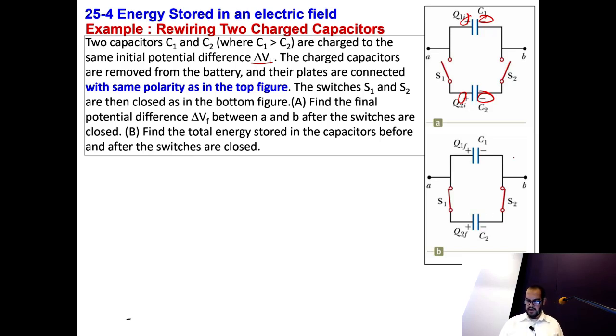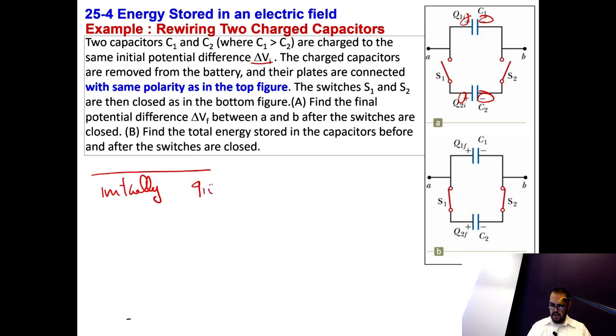So that's what happens when we close the switch. The question is, after we close switches S1 and S2, find the final potential difference delta V final. This is easy. First of all, let's see what happens to each capacitor before they are connected. Initially, Q1 initial is equal to C1 delta V initial. Q2 initial is C2 times delta V initial.